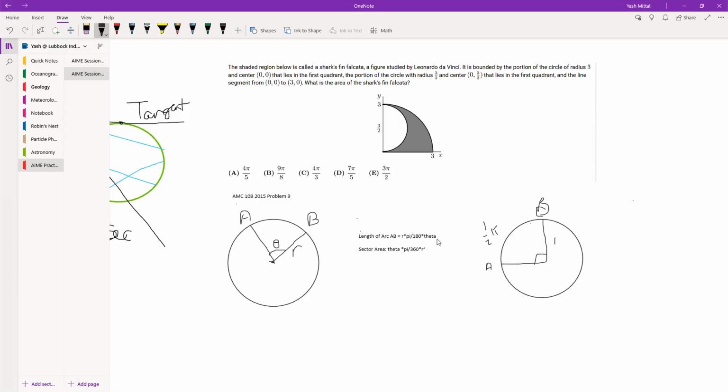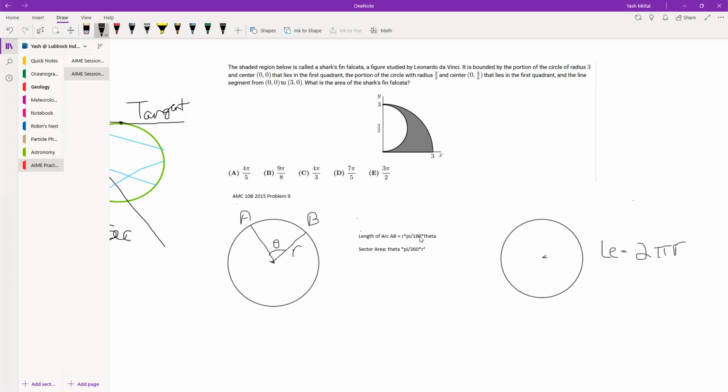Now, let's say theta was 360 degrees. If it were 360 degrees, it would include the entire circle, right? Because 360 degrees is a circle. So the length of arc AB would be r times pi over 180 times 360. 360 divided by 180 is equal to 2. And so the length of the entire arc, essentially the entire circle's circumference, is equal to 2 pi r.